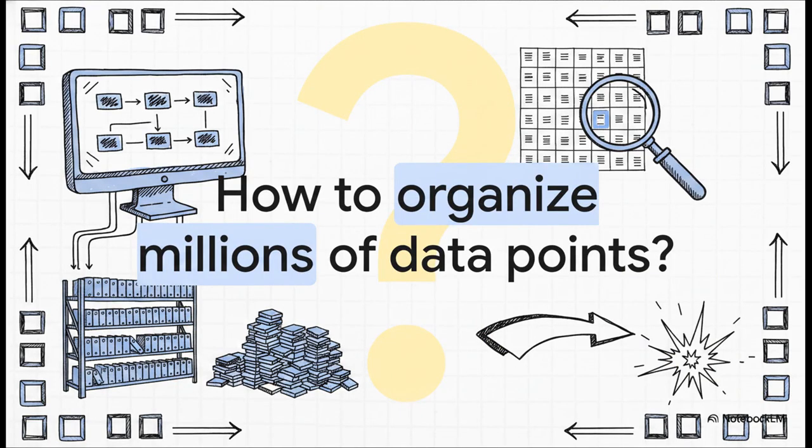So just think about this for a second. How on earth does a computer keep millions or even billions of data points organized and instantly accessible? Without a really rigid, highly predictable filing system, trying to find a single piece of information in memory would be exactly like searching a massive, pitch-black warehouse without a flashlight.